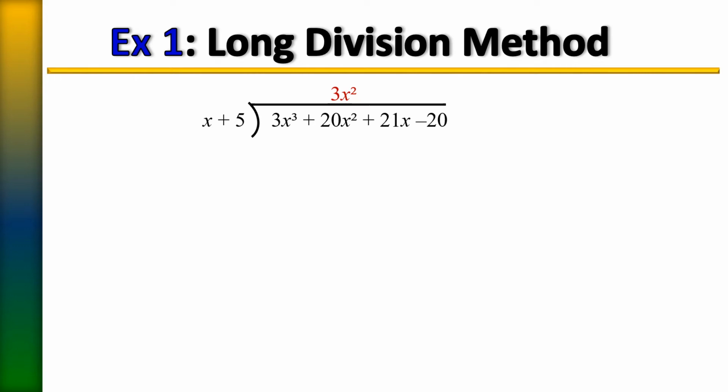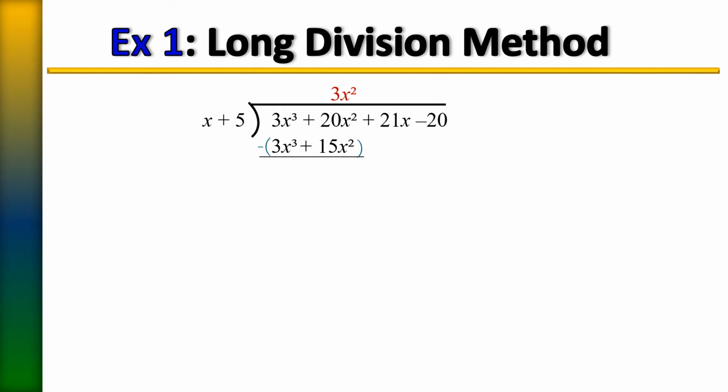You always multiply that number by both numbers of the divisor. So starting with the outer one first, 3x squared times x. Yes, it is 3x cubed, and I write it under here. 3x squared times 5 is 15x squared. Anytime you do division, you have to subtract. Remember, when you subtract, these numbers become their opposites. The first one becomes negative 3x cubed. The second term becomes negative 15x squared.